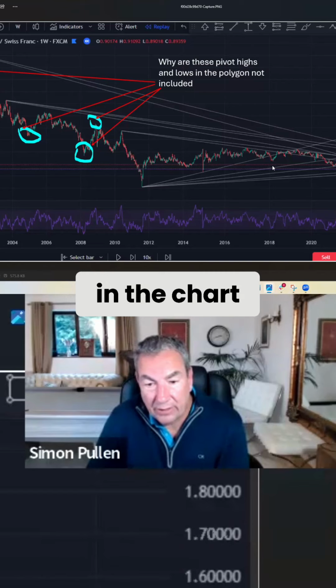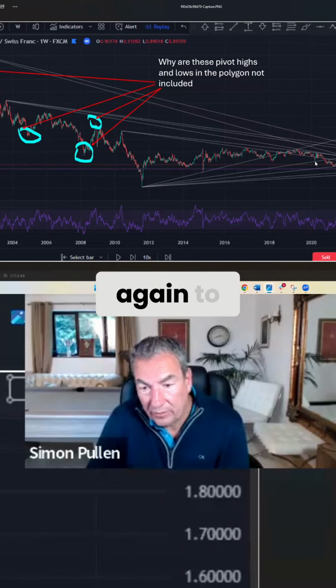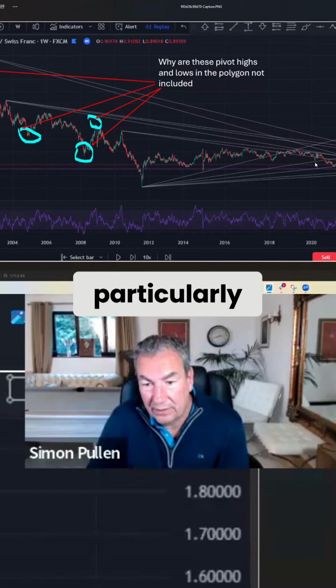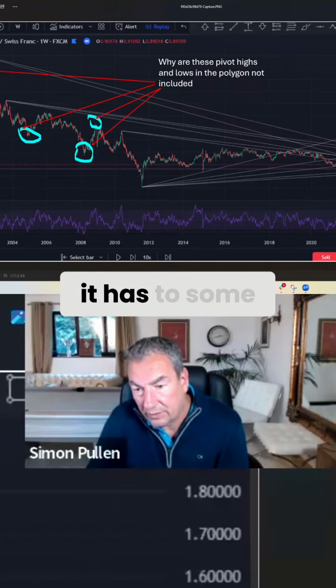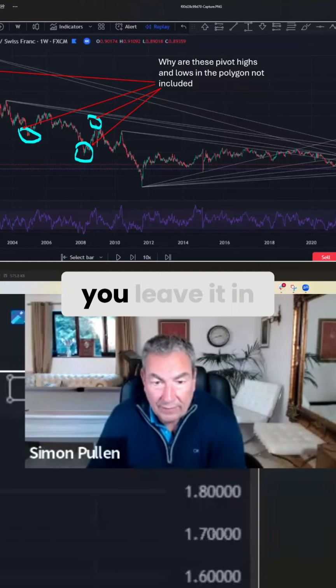So you leave that in the chart, and then you draw it again to another pivot low, which isn't a particularly significant one, but I suppose it can be looked at again, and then see if price respects it, which it looks like it has to some extent there. And if it has, you leave it in the chart.